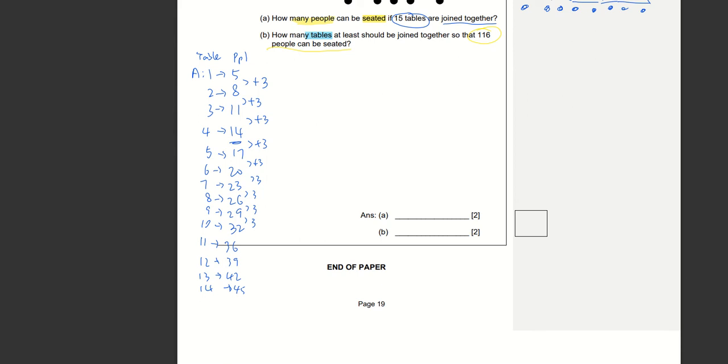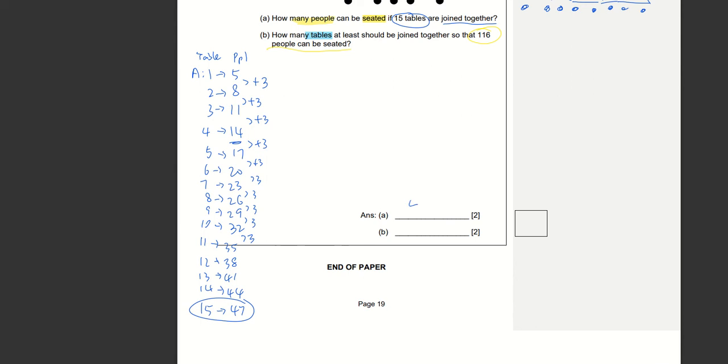Hold on, let me check. Oh, I see. That's what I mean. If you're not careful, you just count wrongly. It's plus 3: 35, 38, 41, 44, 47. Okay, so by right, you should get the answer of 47 people.